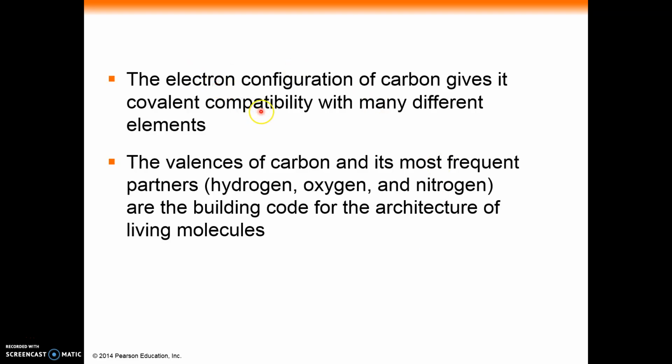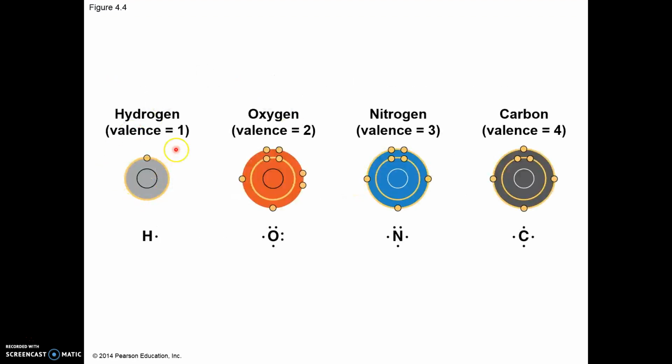All right, the electron configuration of carbon gives it covalent compatibility with many different elements, right? So it can bond with just about anything. So let's stop and take a look at some of its most frequent partners, hydrogen, oxygen, and nitrogen, right? That in combination with carbon gives us the 4 major elements, or 96% of what everything in life is made of. So here we have hydrogen.